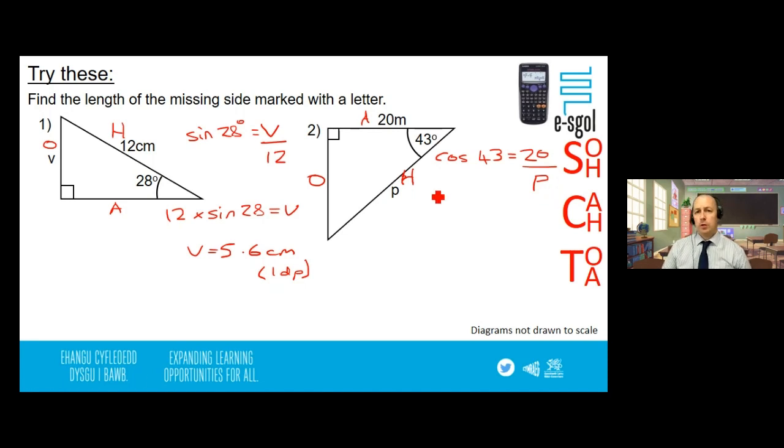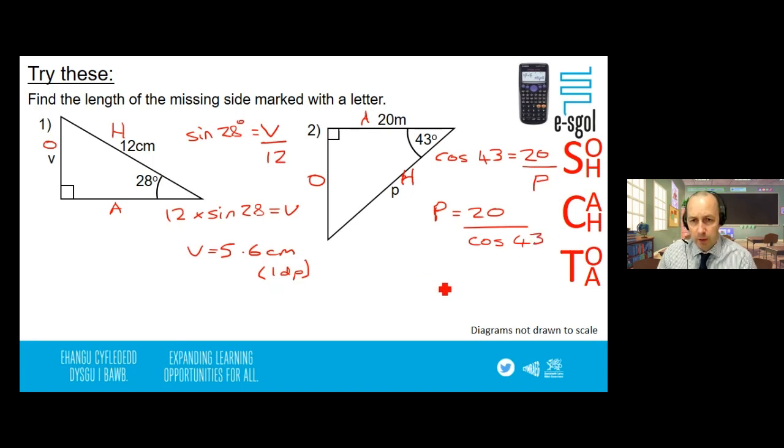So this is one of these questions where the side we're trying to find is actually underneath, on the bottom of the fraction, if you like, on the bottom of the divide. So I'm going to swap places with the cos 43 and P. They're going to change over. So it's going to look like P equals 20 divided by the cos of 43.